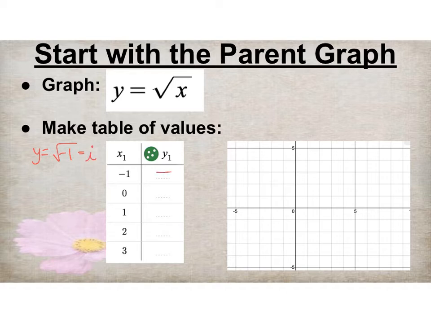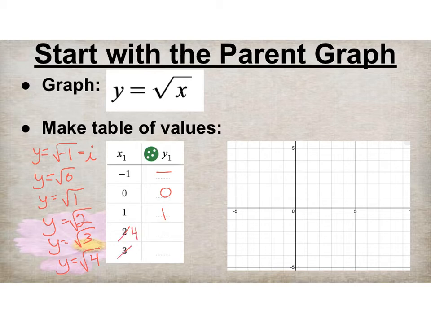So that is nothing. What is the square root of 0? The square root of 0 is 0. What is the square root of 1? 1. Square root of 2, I don't know off the top of my head. Square root of 3, I don't know off the top of my head. So a better value for this table would be the square root of 4. So I'm going to get rid of those and do the square root of 4. The square root of 4 is 2.